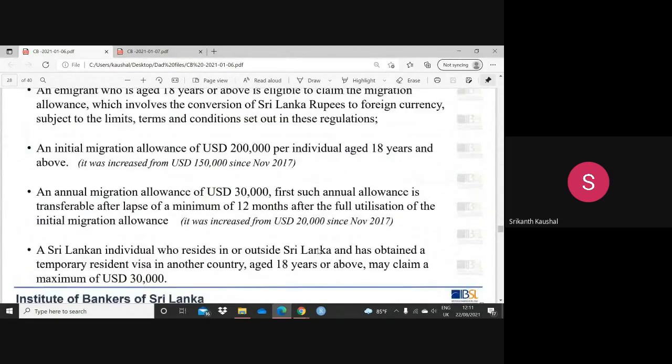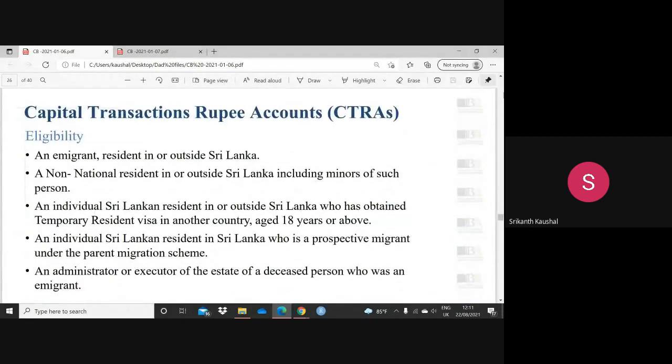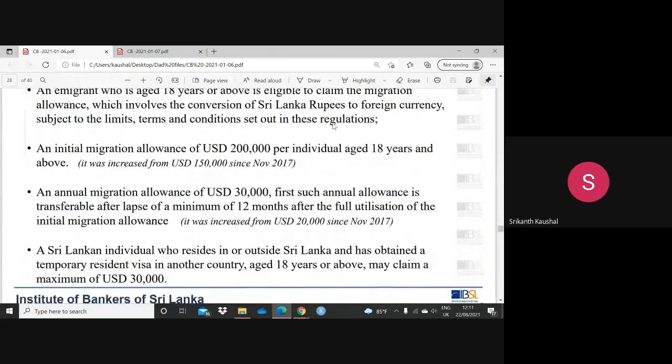They might ask you what type of account is used to take the migration allowance. That is the CTR, the capital transaction rupee account code. The actual initial migration allowance is 200,000. The annual migration allowance means this is every year. Apart from these two allowances, your current income can be remitted. Current income, your pension, your rent, your interest income, all that can be remitted as current income, right?